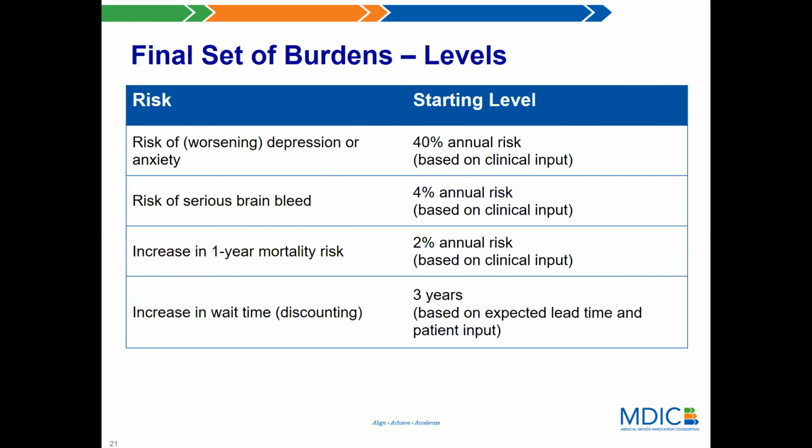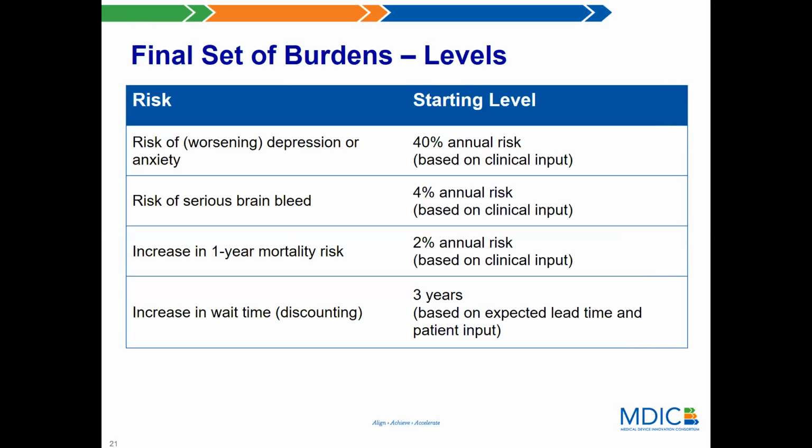Then in terms of the burdens, we call them burdens instead of risks when we talk about this in general, because we have the 3 risks that Annie mentioned, but we also include wait time so that we can get at the discounting factor that's going to be important for the model. And the starting levels for the risks are the levels that are most likely or would be expected to be seen by the reviewers if they were to see an application for a new neurostimulation device based on their prior experience and the mechanism of action.